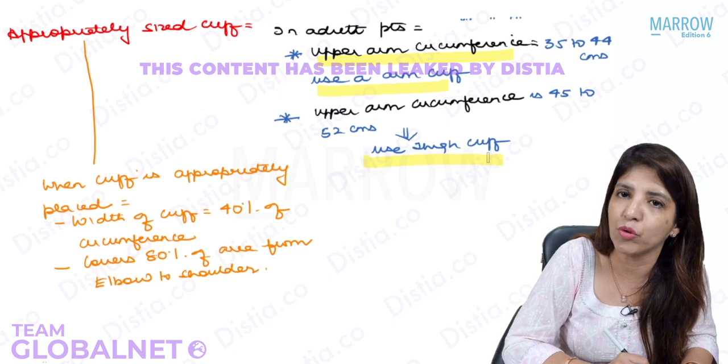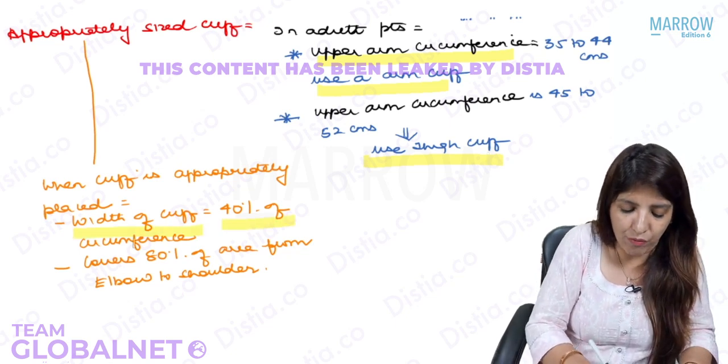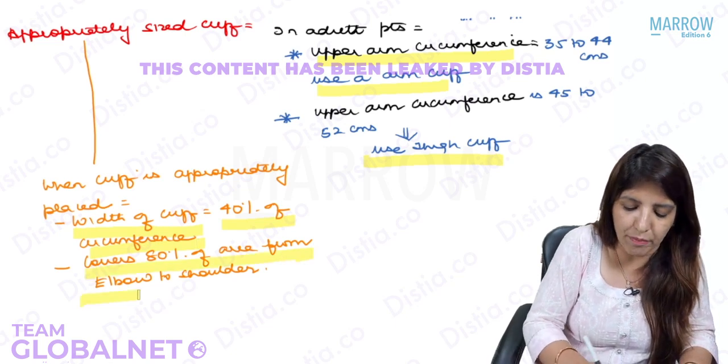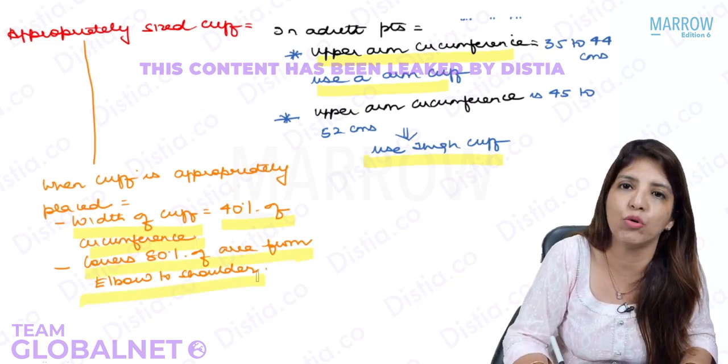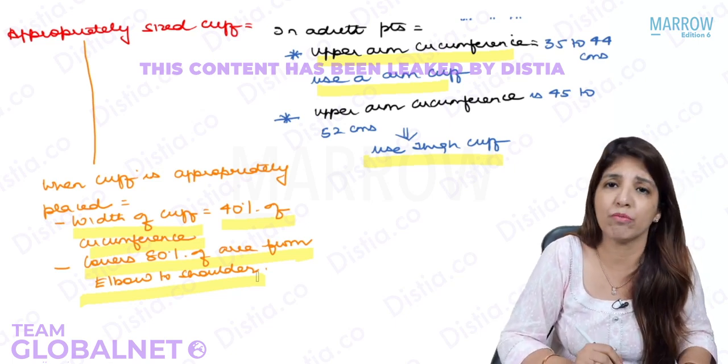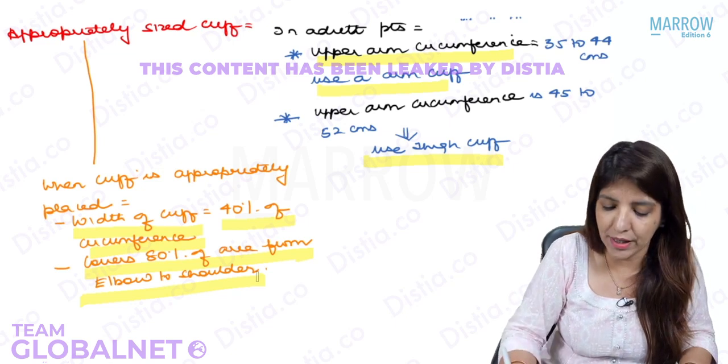How do I come to know that the cuff is appropriately placed? Whenever the cuff is appropriately placed, the width of the cuff will be equal to 40% of the circumference and it should cover 80% of the area from elbow to shoulder. Right? So these are important practical points which you have to remember when you are measuring the BP.